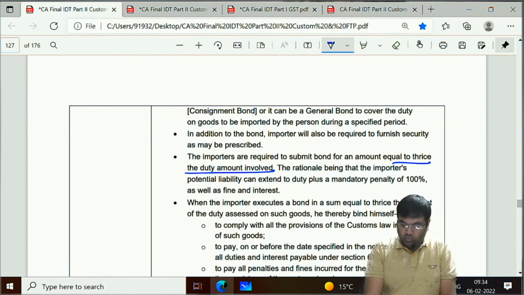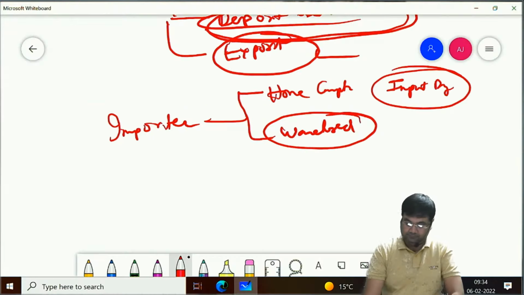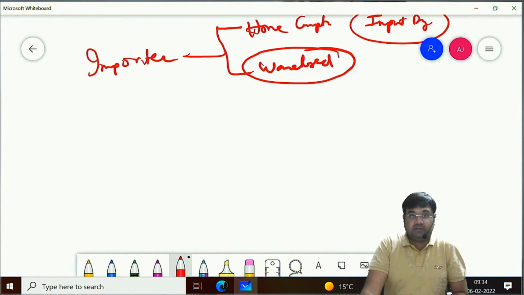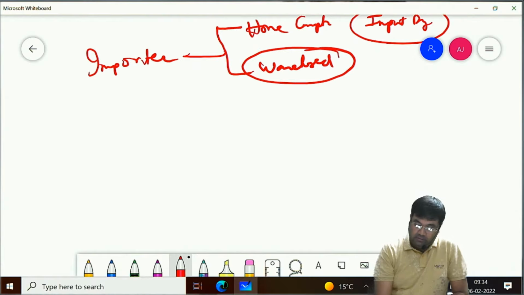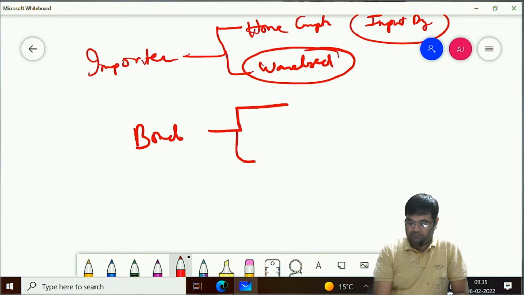So there are now two types of bond. There are two types of bond. So the bond we discussed is thrice the duty amount. There are two types of bond. One is the consignment bond.